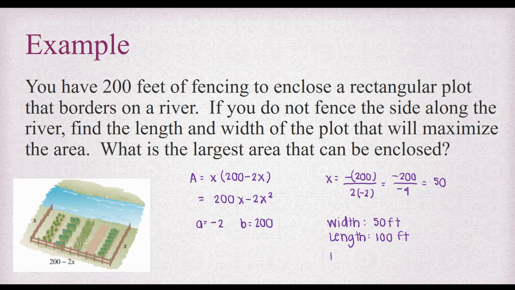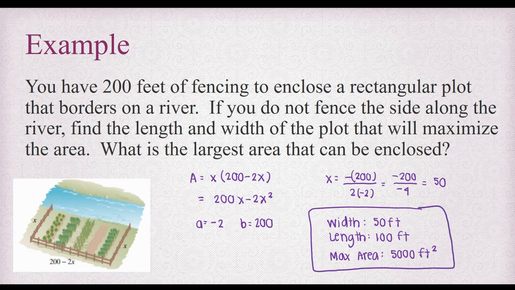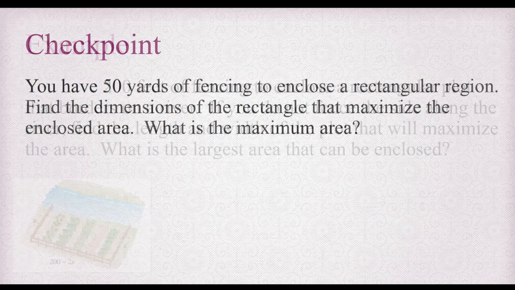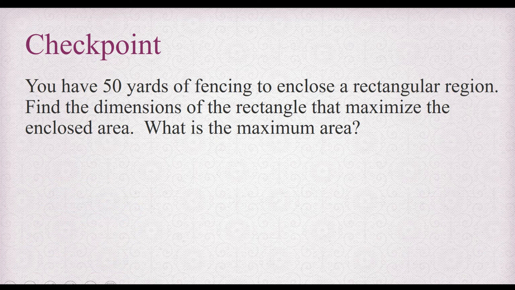And so then our maximum area is us multiplying those two things together. So that's going to give us 5,000, and then our units are going to be feet squared. And that gives us our answer. Okay, so I would suggest that you pause the video and try this checkpoint problem.